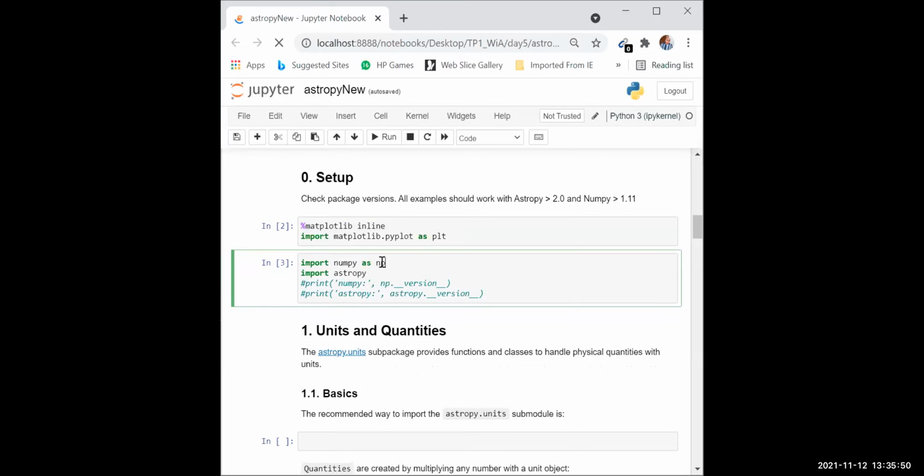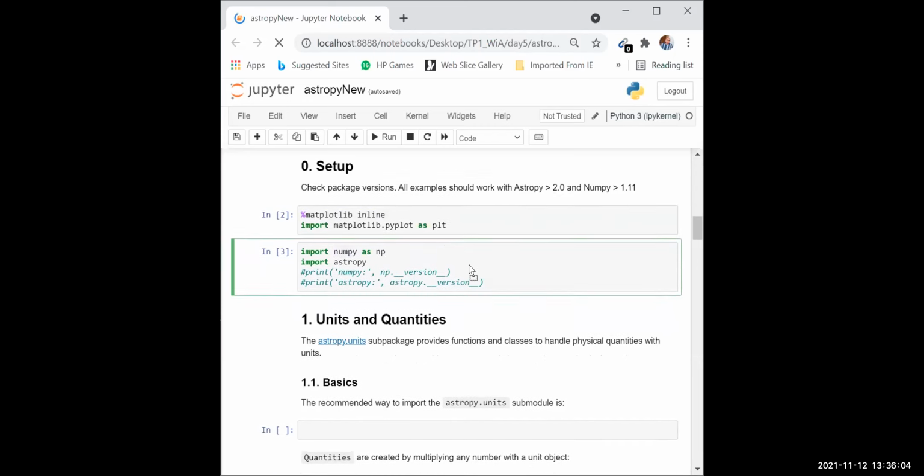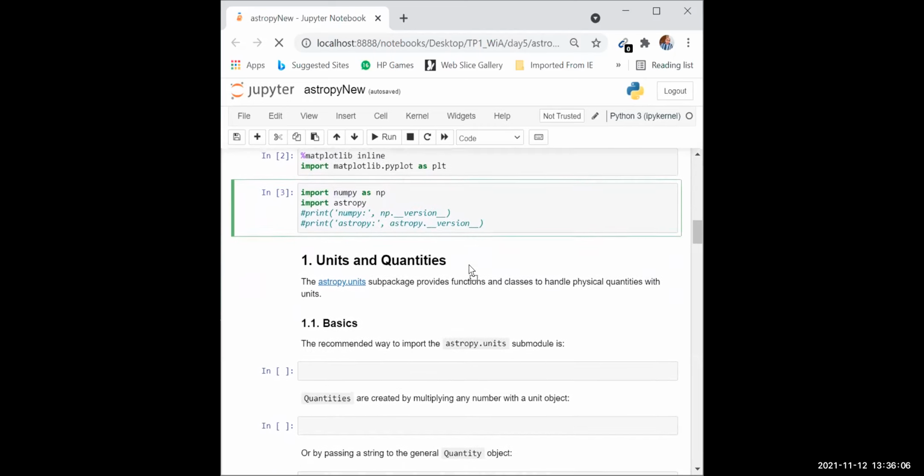So it's better to stick to this, but basically we are creating an alias by saying import NumPy as NP, so that we needn't write NumPy all the time. We can just use NP instead, right? Similarly, we could have imported Astropy as some ASTR, and then we could have used it, but fine. I have put hash to these commands.